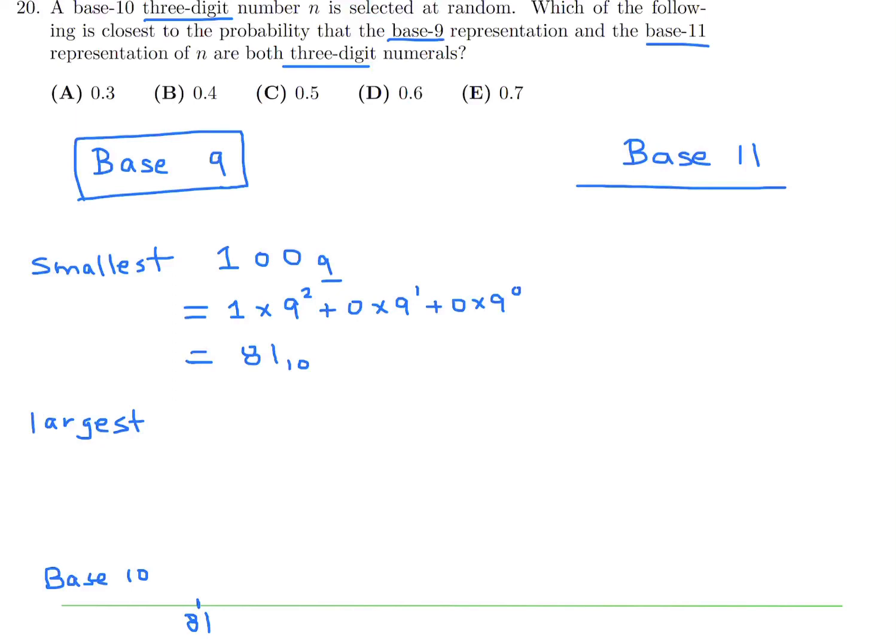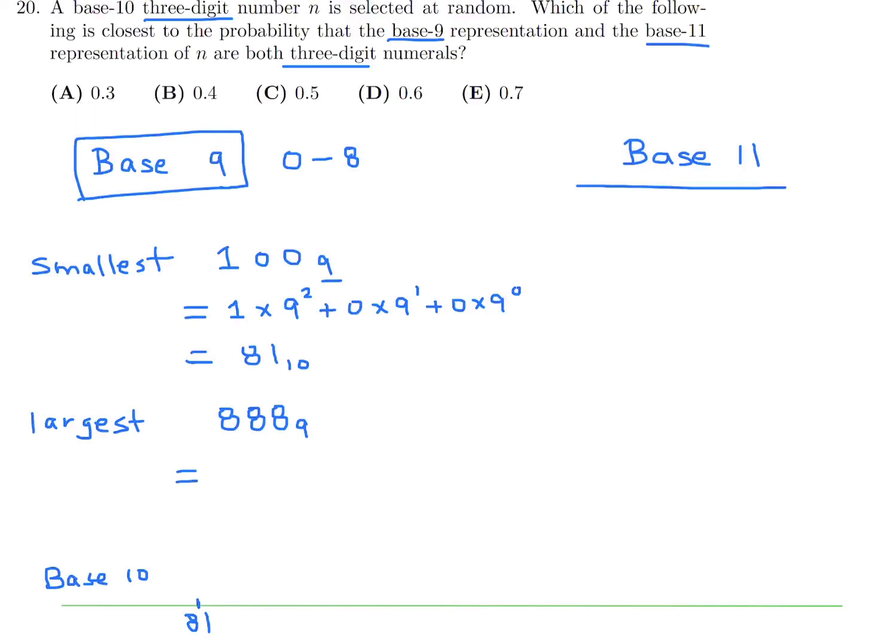What's the largest base 9 number? If you remember, base 9 numbers only go from 0 to 8 in terms of their digits. You can't use any 9s in a base 9 number. So the largest base 9 number is not 999. You can't have 9s. It's 888. That's the largest 3-digit number in base 9.